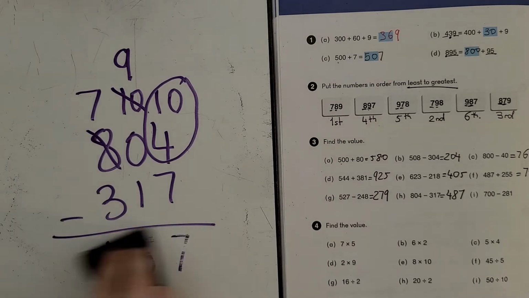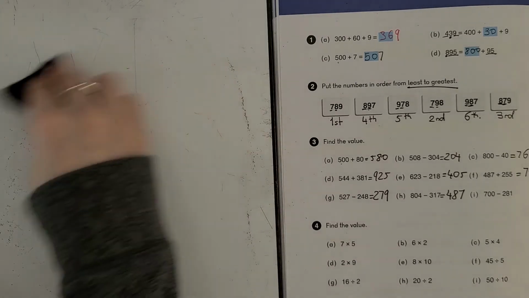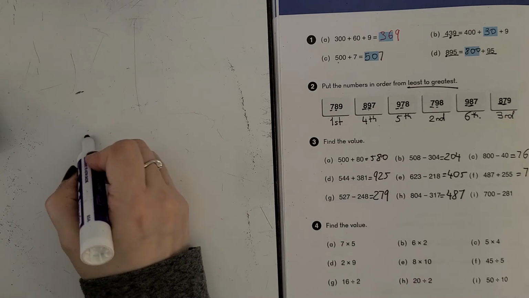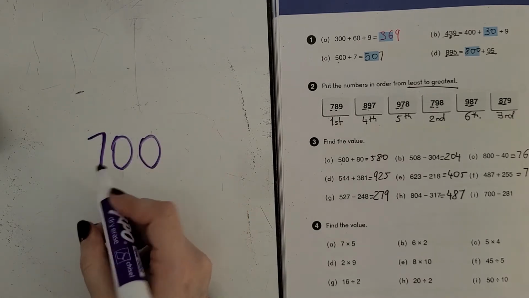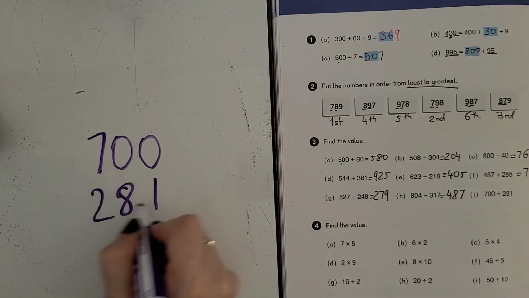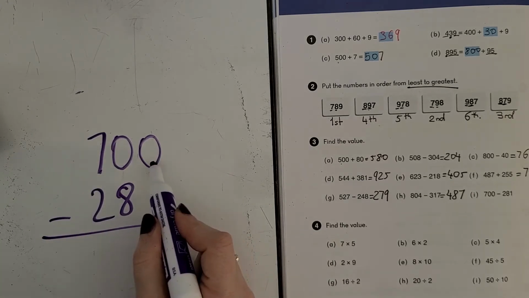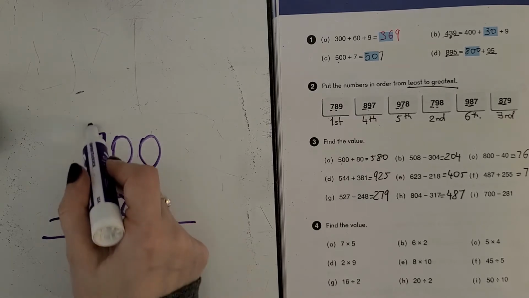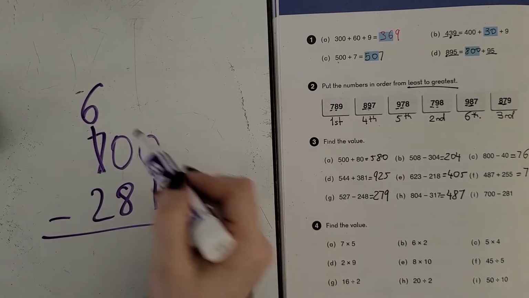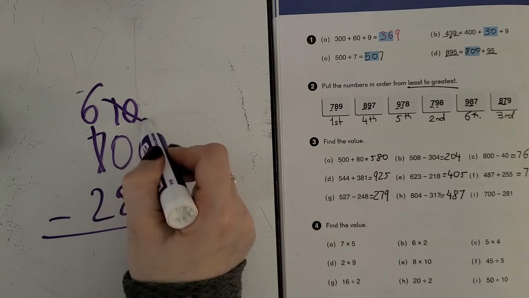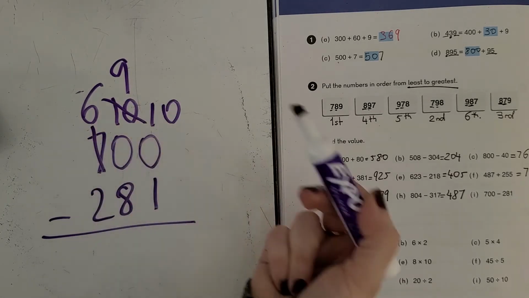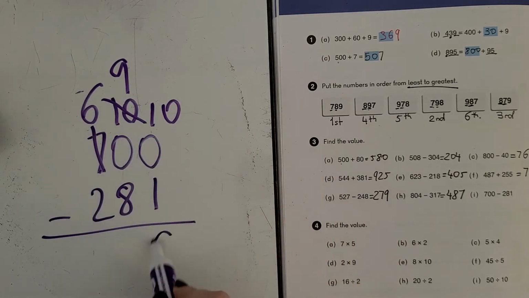Let's do the last subtraction here. 700 minus 281. I love those double digits because you know you're going to have to borrow twice. Can you borrow from the 0? Nope. The 7 is going to become a 6. It gives a 10. The 10 becomes a 9 and gives a 10. And now we can subtract. 10 minus 1 is 9. 9 minus 8 is 1. 6 minus 2 is 4. Our answer is 419.